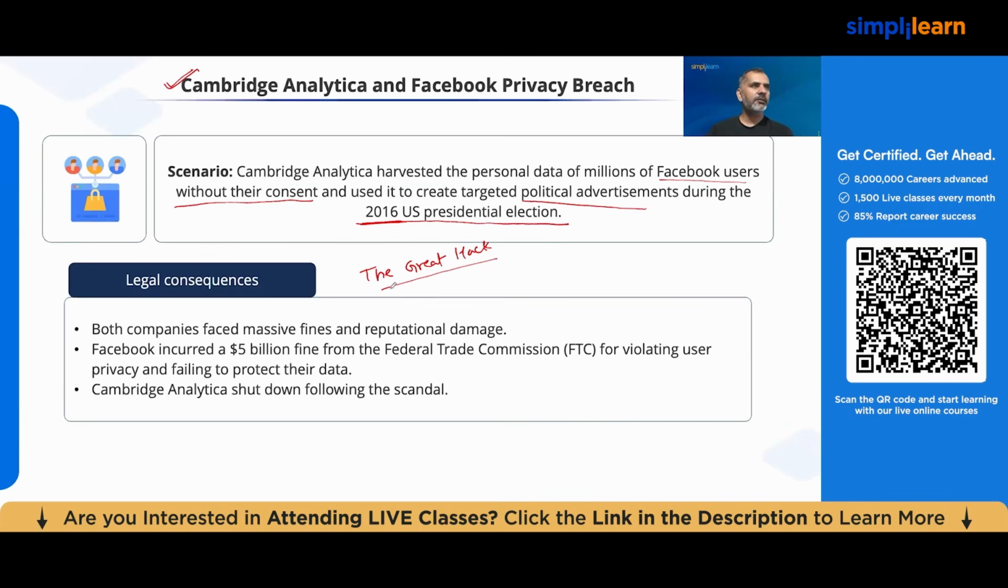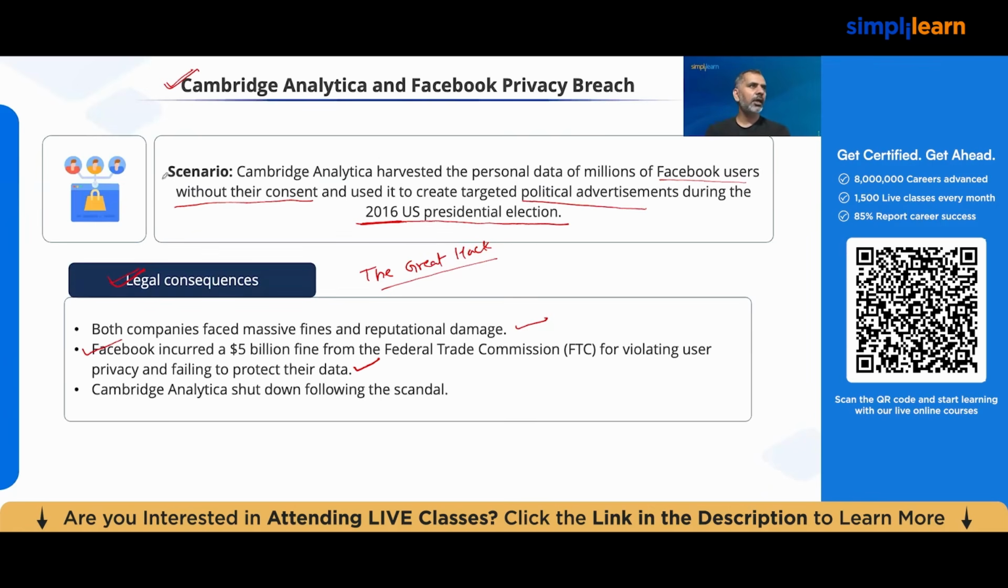Anyway, this happened in 2016, but later it was discovered. When it was discovered, there were some legal consequences also. Both companies faced massive fines and reputation damage. Cambridge Analytica and Facebook were both fined, and their reputations went down too. Facebook incurred a $5 billion fine from the Federal Trade Commission for violating user privacy and failing to protect their data. And Cambridge Analytica shut down following the instruction. So that company was shut down. Now you see the legal consequences. You can be in a situation where you have to shut down your organization or your firm.